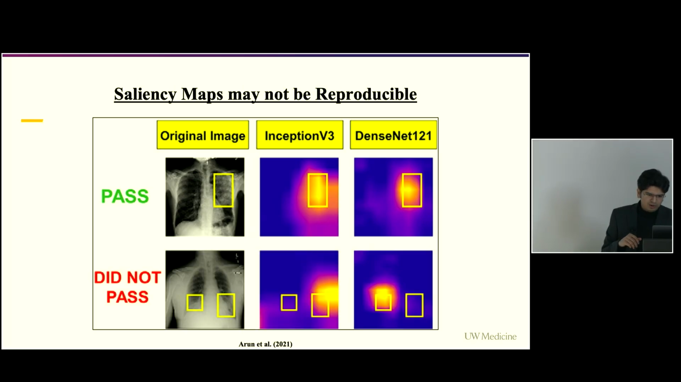But how about this scenario? The same two models now looking at different places in the image. Do they have a different inference mechanism? Are they learned in a different way? Or is this a limitation of the saliency method in helping us understand the most clinically meaningful features that the algorithm might be picking up on? We don't know if these saliency techniques are even reproducible or not.